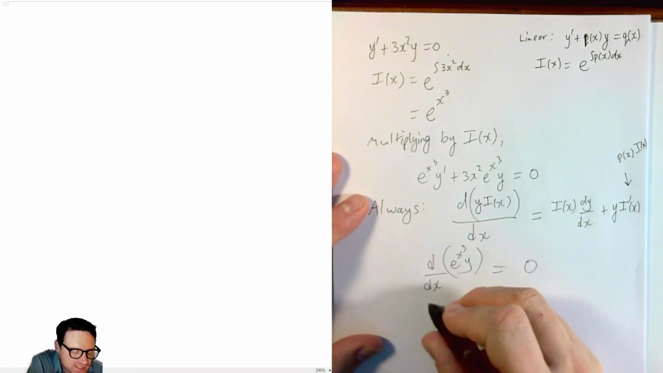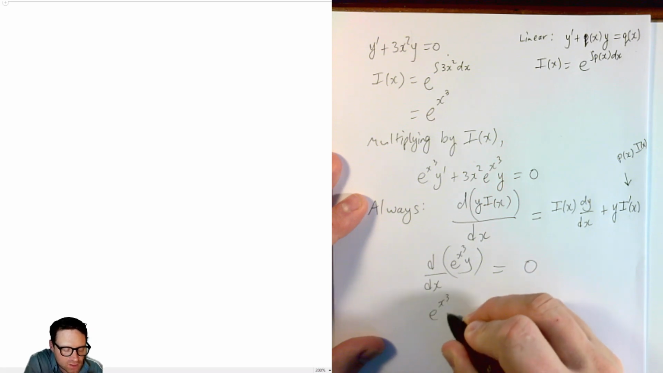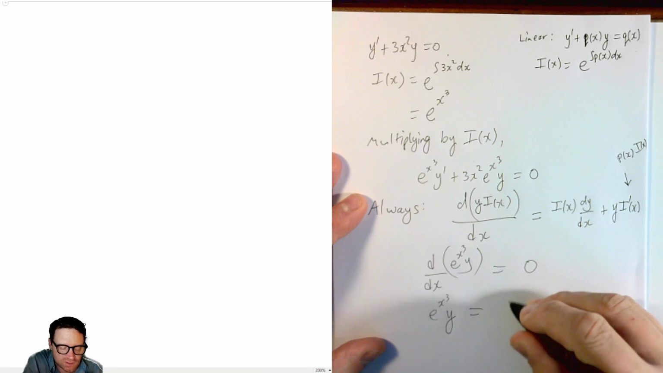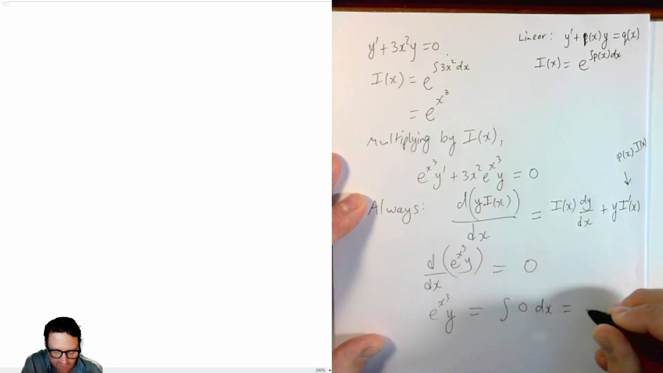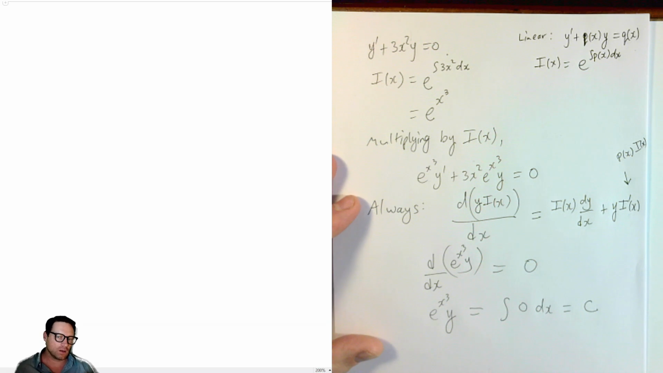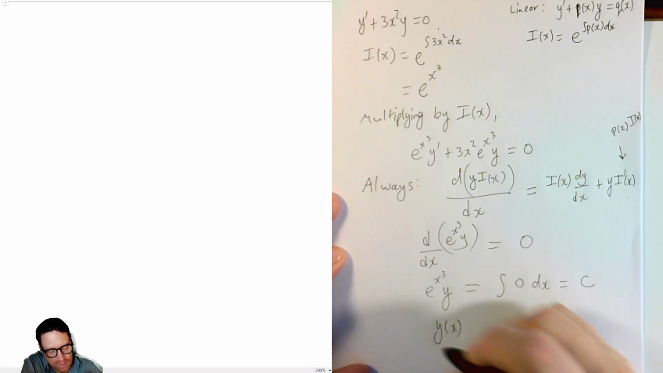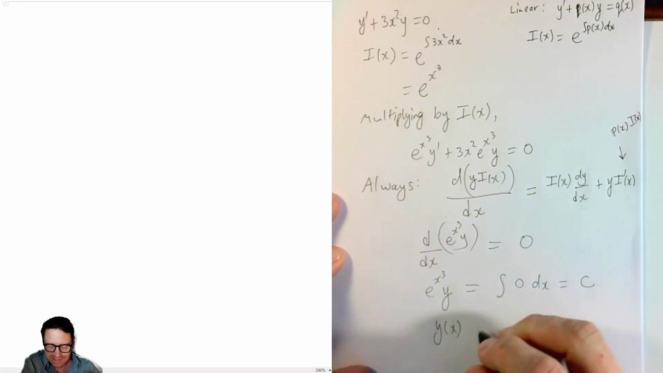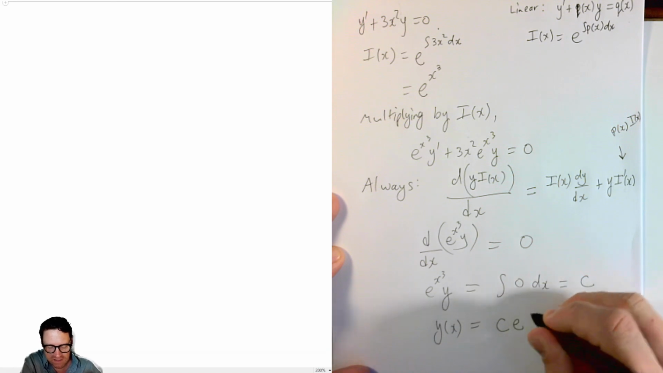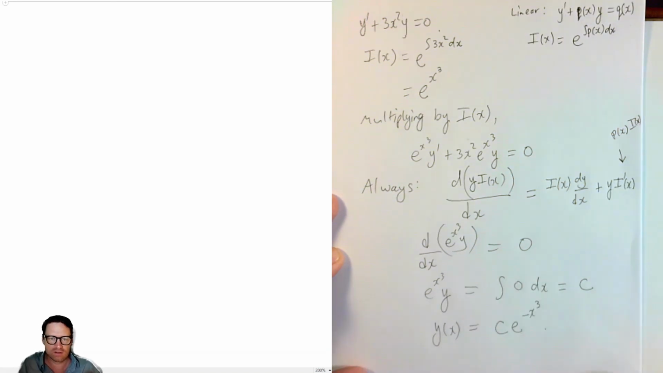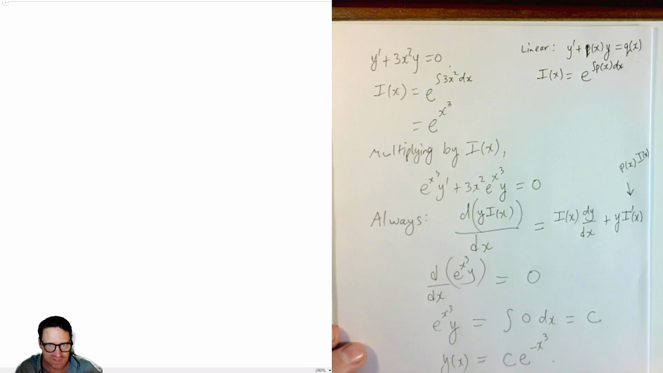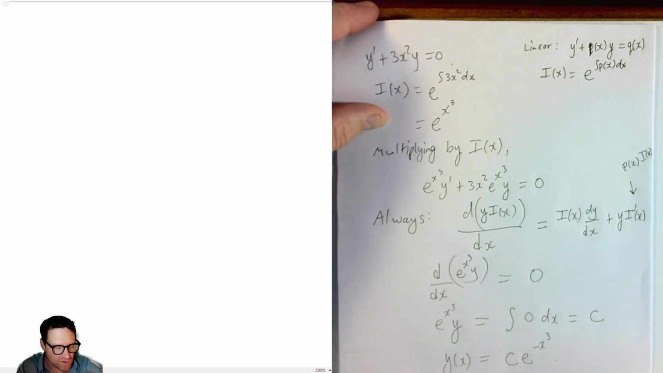Integrating both sides, we have e to the x cubed y is equal to the integral of 0 with respect to x, which of course is just a constant. Now we need to divide by that integrating factor. And so when we do, we have y as a function of x equal to c times e to the minus x cubed. All right, and there is the problem done. Let's move on to another one like this. These will get progressively more difficult.